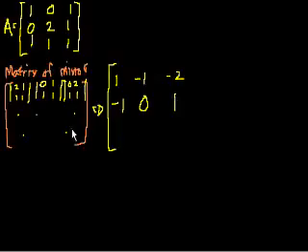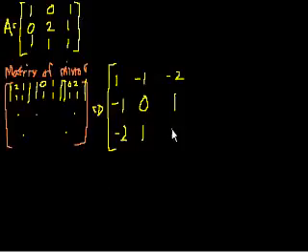Last row. Okay, so we're in row 3, column 1. So we cross out row 3, column 1. You're left with 0 times 1 is 0, minus 2 times 1. So that's minus 2. Then we're in row 3, column 2. So we cross out row 3, column 2. And you have 1 times 1 minus 0 times 1. So that's just 1.